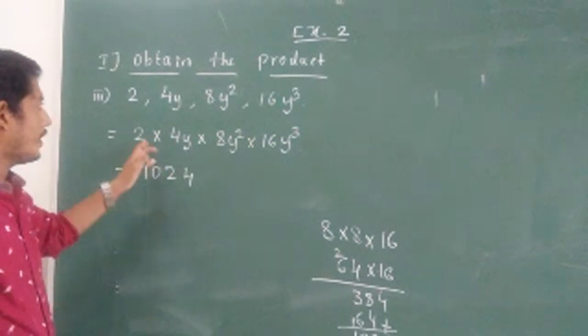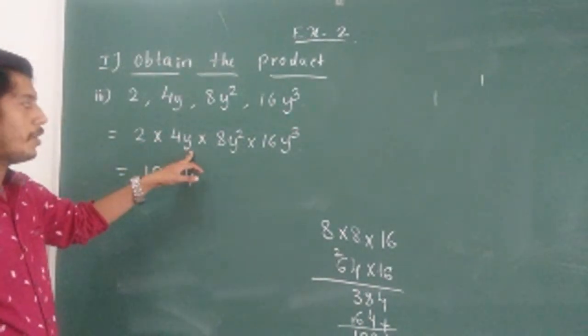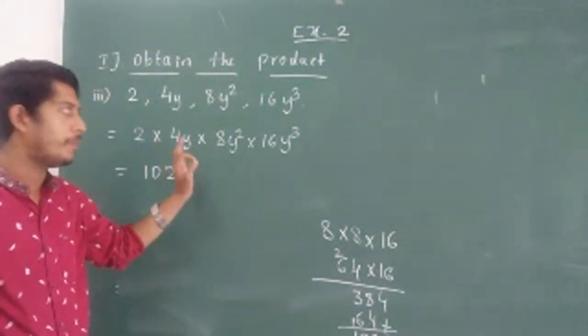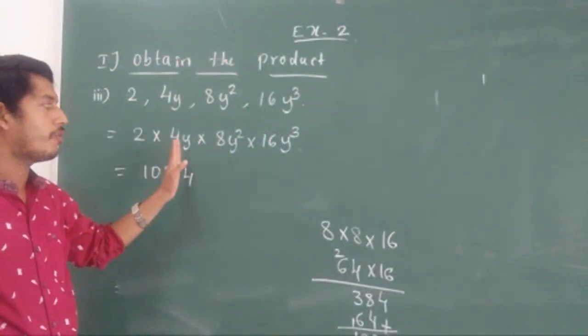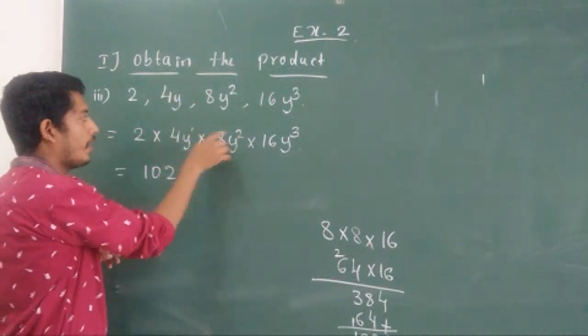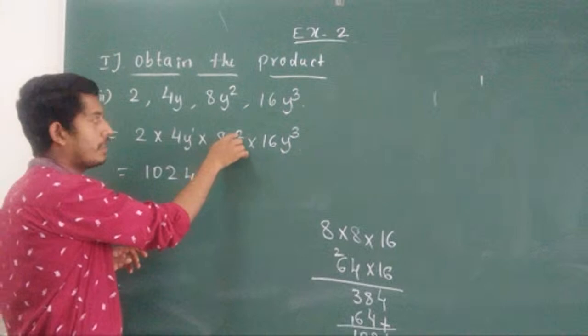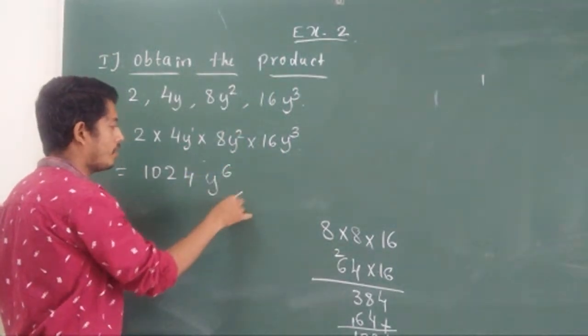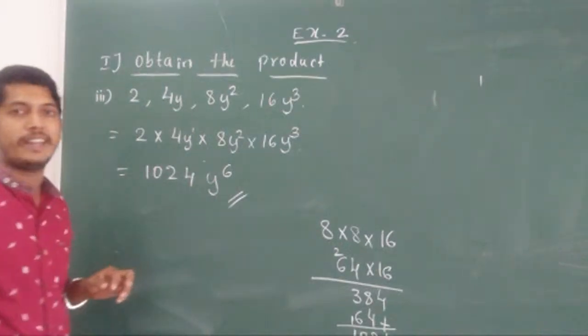So your variable term is not present in the first two; your variables are y, y square, y cube. So your base term is the same, that is, the base term is y here. Then what we have to do? We have to add the exponent values. So here we have 1, 1 plus 2 is 3, 3 plus 3 is 6. That means it becomes 1024 into y raised to 6.